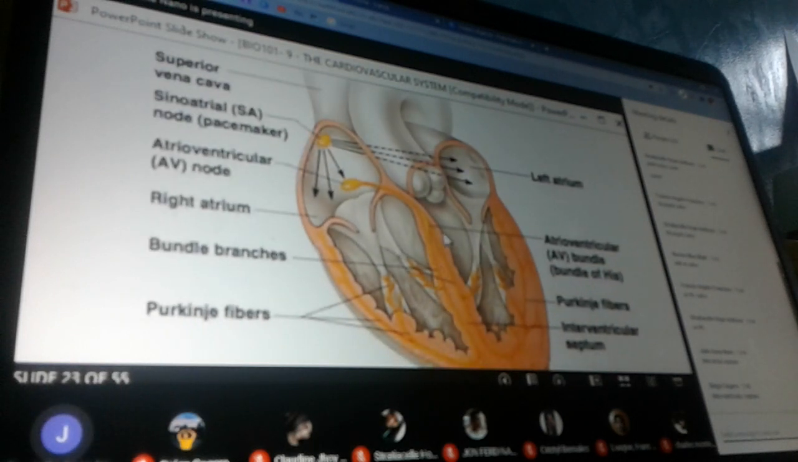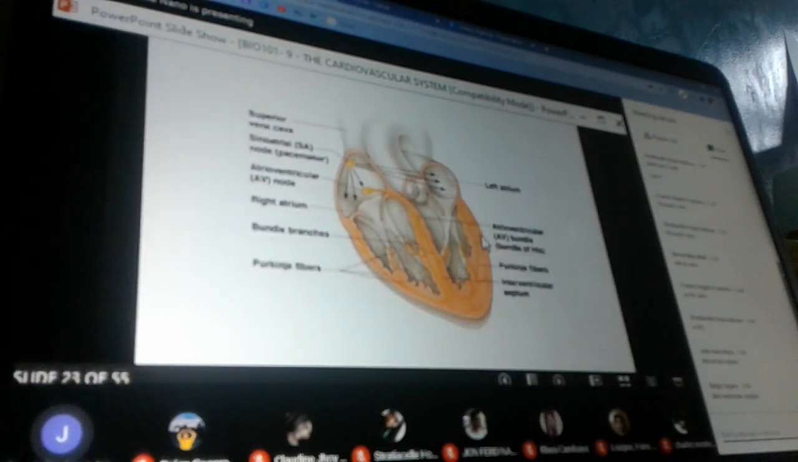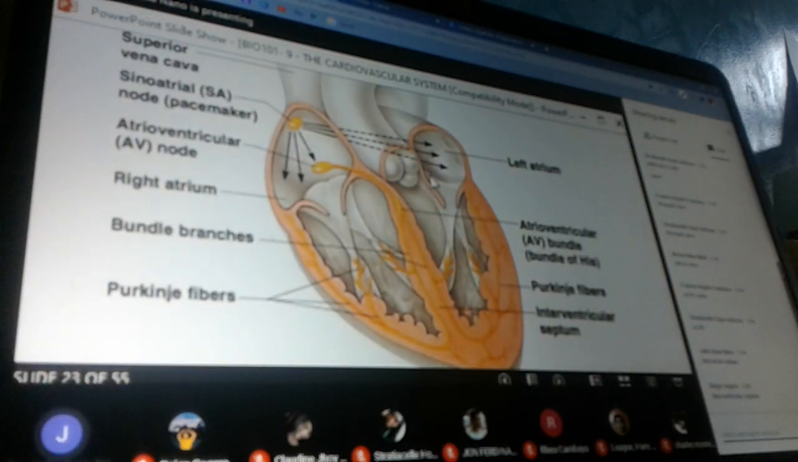So, these are the special tissues that are helpful for conduction. The atrioventricular bundles, and the yellow ones, okay? The fibers and the bundles, the bundle branches, the Purkinje fibers, and the nodes, the circular terminals. Those are them.